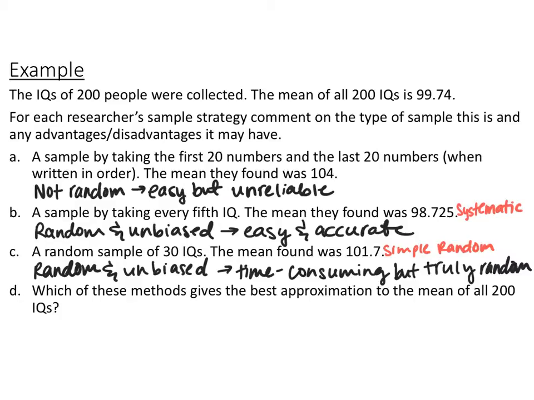So which of these was the best approximation of the mean? The systematic one ended up being the best representation. So these are different ways that you can collect data to represent your overall population without having to collect data on the entire group.